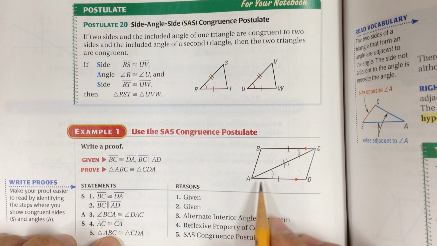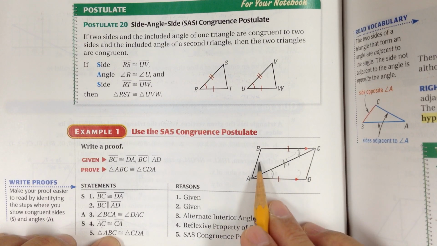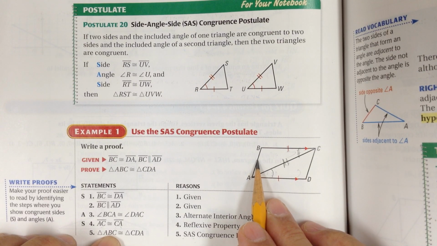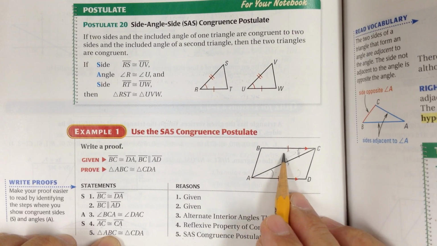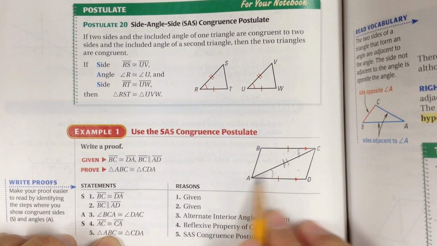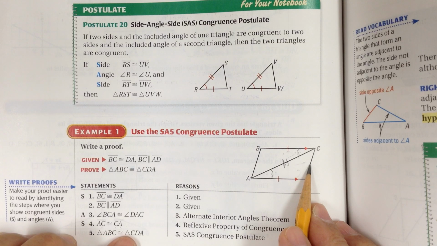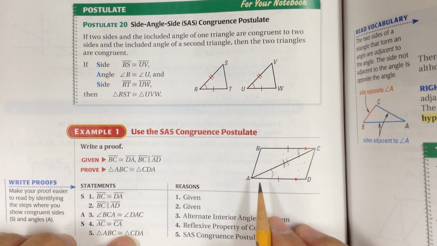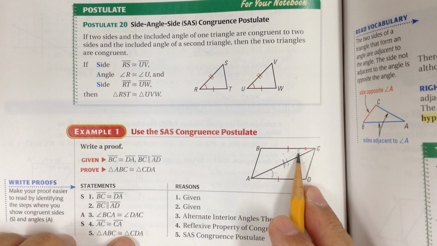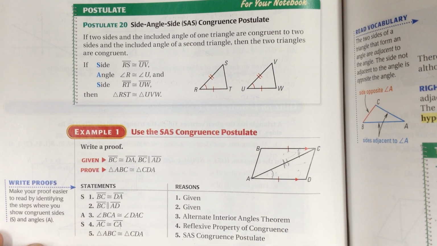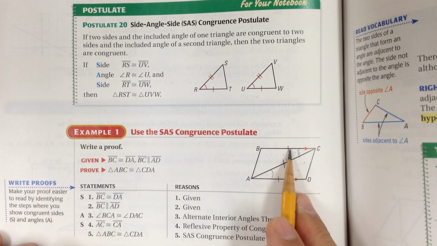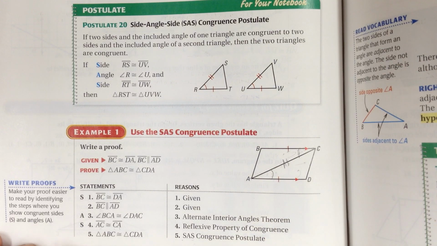Then you go to C. C is facing the one with no markings. For this triangle, the letter A will face no markings. Or another way you can do it is by looking at the angles. And that's it. So again, you got SAS.